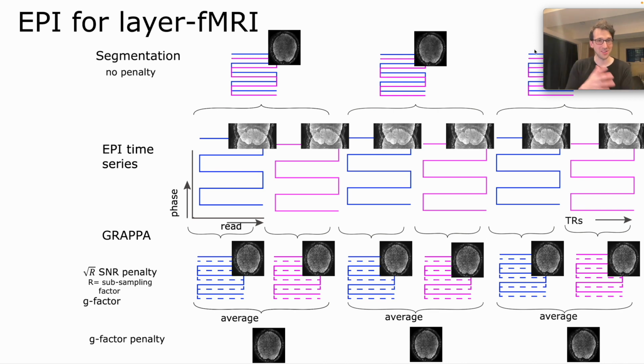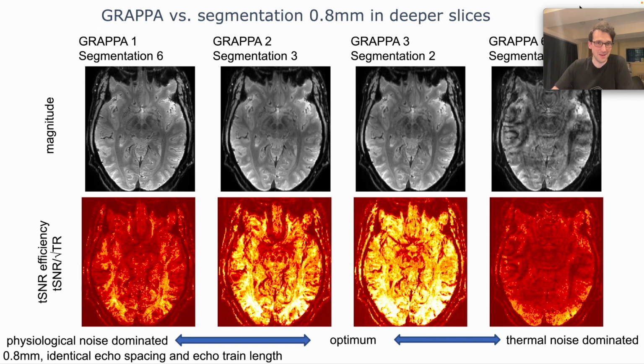And dependent on the protocol that you're interested in, or the brain area you're interested in, and the noise characteristics of your setup, you might tend to use more segmentation or GRAPPA or a different combination of both. So let's look at this example here of a deep brain structure slab where we are using the same echo spacing, same EPI factor, the same number of lines per shot, but basically combining them differently. You can either have 6-fold segmentation to get one image without GRAPPA, or 2-fold GRAPPA with 3 segmentations, 3-fold GRAPPA with 2 segmentations, or a lot of GRAPPA without segmentation.